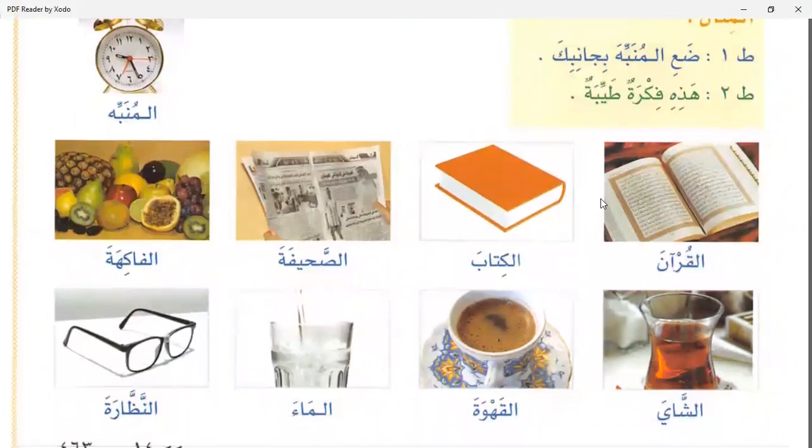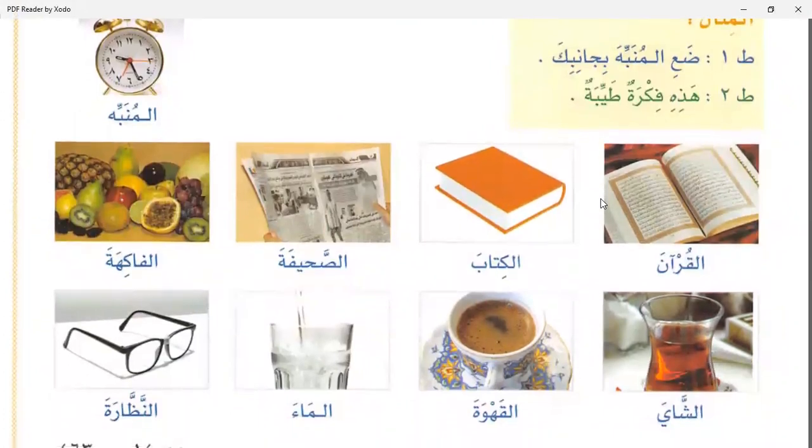So, who wants to read? Raise your hand. Miss Rabi'ah, you are first student. And Miss Rahma, you are second student. Assalamu alaikum. Wa alaikum assalam. Miss Rahma, unmute your microphone. Continue.